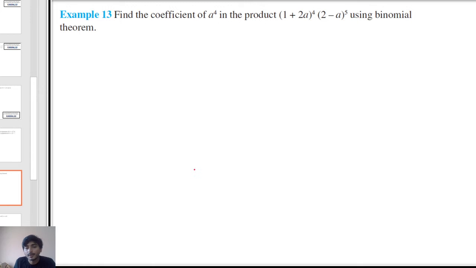plus 5c2. 5c2 we just found is 10, right? 5c2 is 10 into 100 to power 3 into 2 squared, minus 10 into 100 to power 2 into 2 cubed, which is 8, then plus 5 into 100 into 16, then minus 2 to power 5. Now let's substitute this.